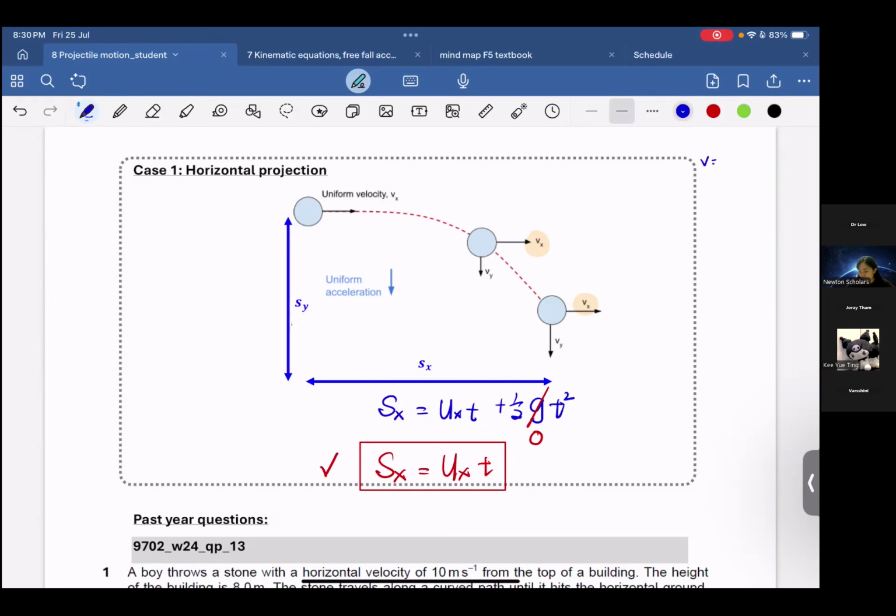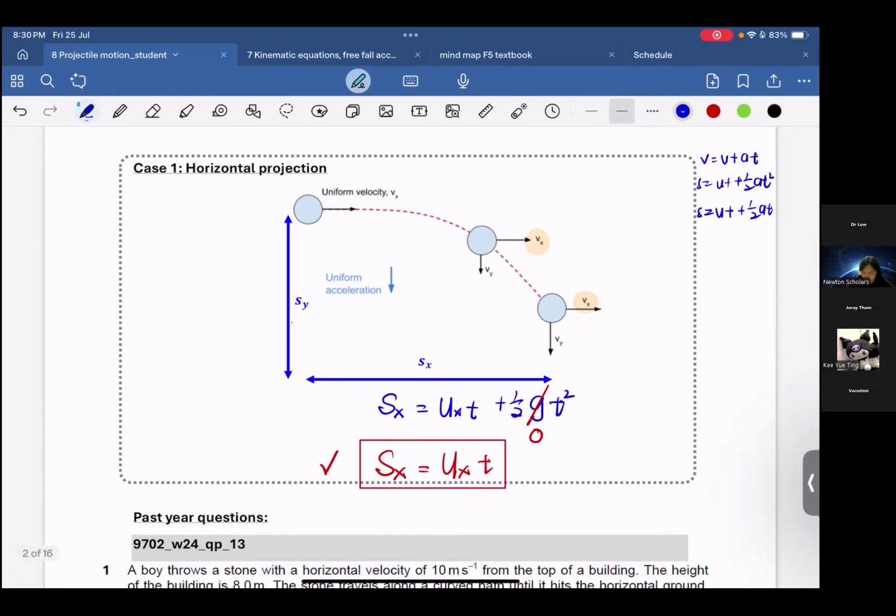Previously we got 4, right? v equals to u plus at, s equals to ut plus 1/2 at squared, s equals to 1/2 (u plus v) times t, and v squared equals to u squared plus 2as. Okay, here, the first equation, why are you using this? This is the third equation. Why are you using this third equation?